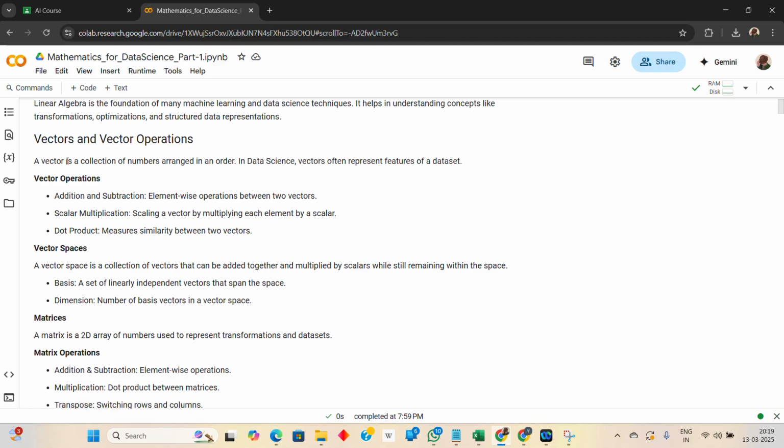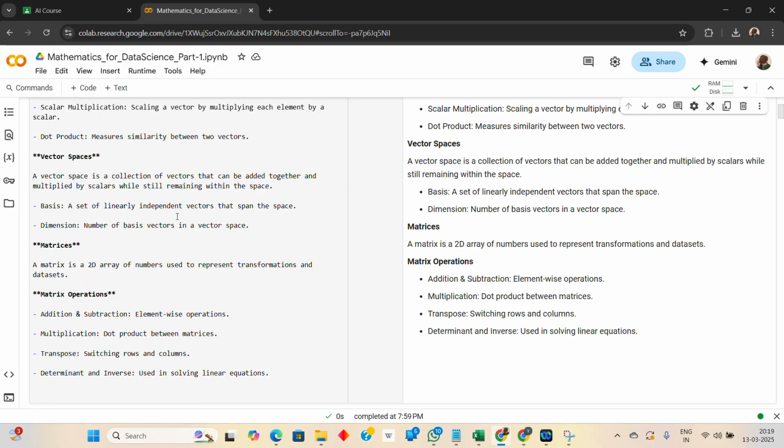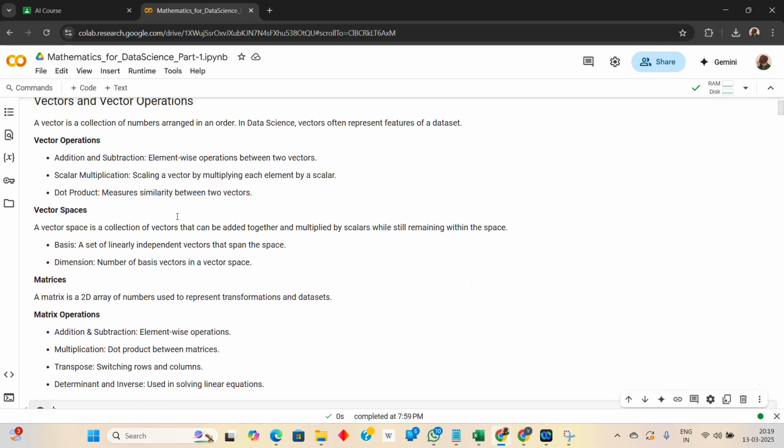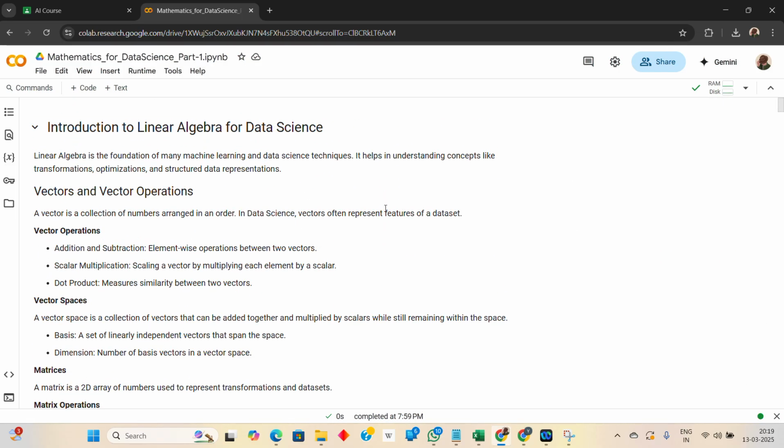A vector is very easy to understand. It is a collection of numbers arranged in an order. In data science especially, vectors often represent features of a data set. What is meant by features? This concept will come again in the machine learning subject, but here itself I will tell you: a feature is nothing but a uniquely identified thing in a data set.